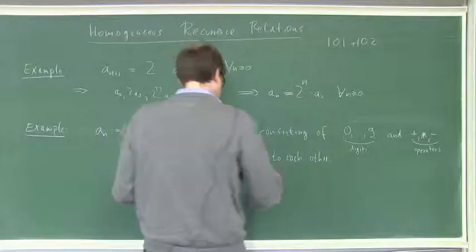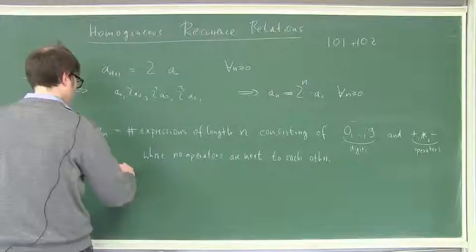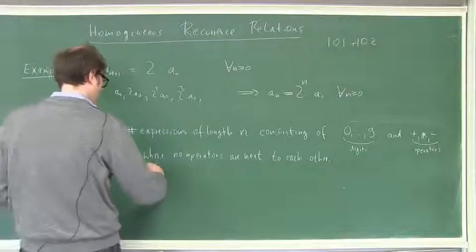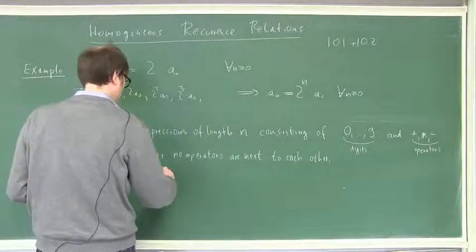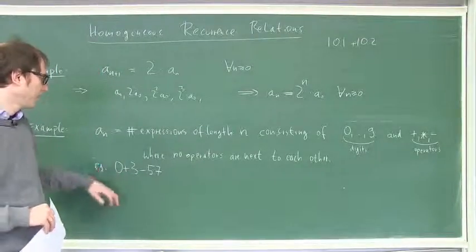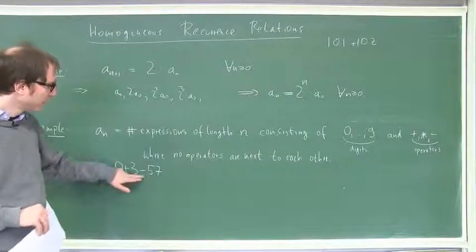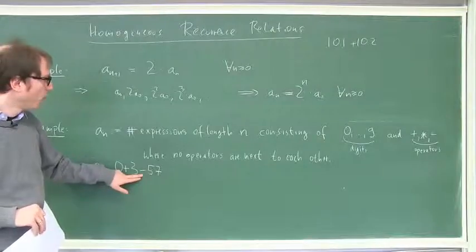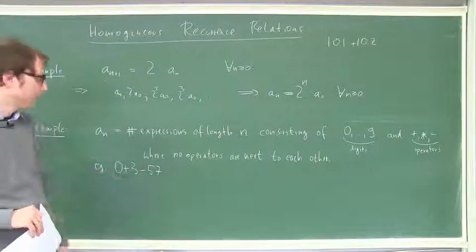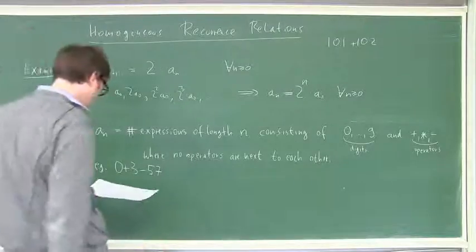For instance, some examples here would be 0 plus 3 minus 75. Okay, anyway, the important thing here is that this is a valid expression, while if it were a minus and then a star, that's not allowed. And we want to count them for every n: how many are there?